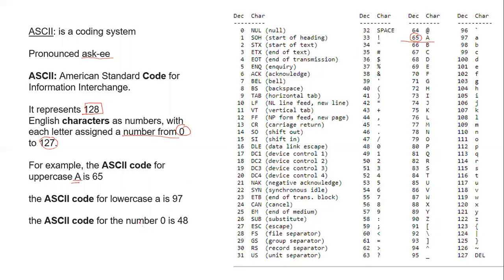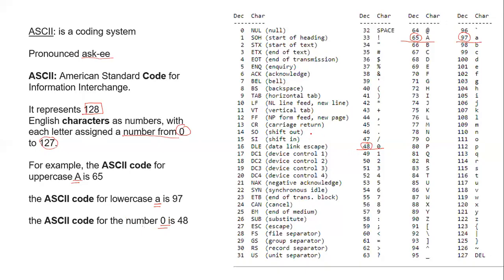In the same way, if we search for a lowercase letter a, you'll find it here. For lowercase a, the ASCII code is 97. Then if we look for the number 0, we will find it here, which has an ASCII value of 48.